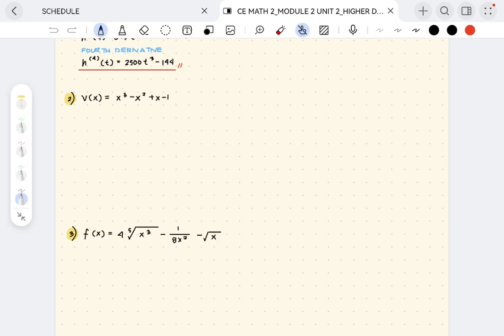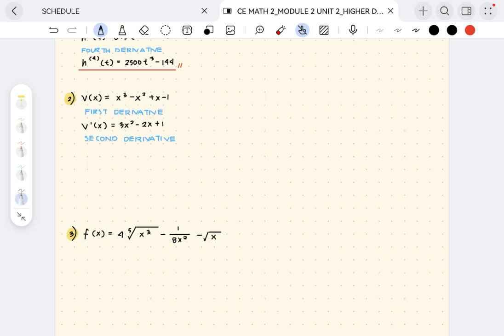Okay, for problem number 2, we'll be doing the same thing. So let's try to get the fourth derivative of the given equation. So let's rewrite this as v prime x. The first derivative of 3x cubed is 3x squared. The first derivative of x squared is 2x. And the first derivative of x is 1.